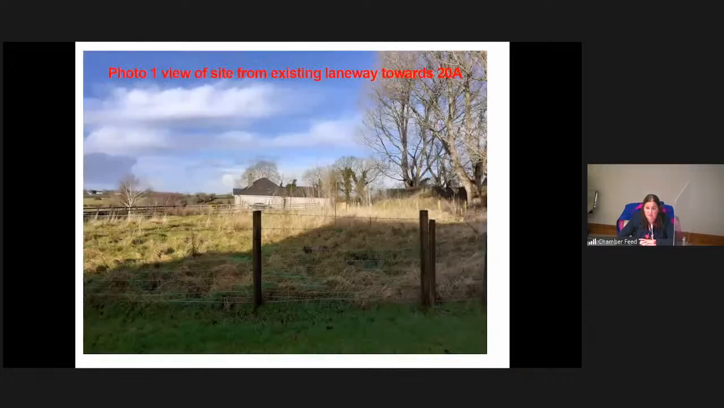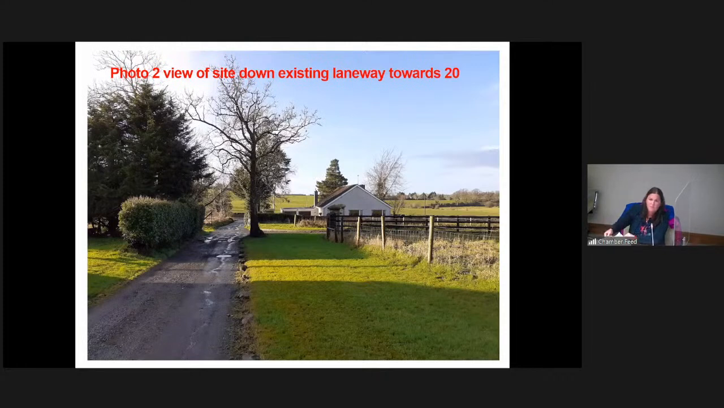Next slide, please. So that's a view of the site from the laneway looking towards it. So there's a post and wire fence around the middle at the present time to the rear, and mature trees are to be retained. That house in front of you is number 20A. Next slide, please. So that's just a view down the laneway. So you can see there's an existing laneway, and our application site is just on the right-hand side here. And there is the other dwelling to the north, number 20.